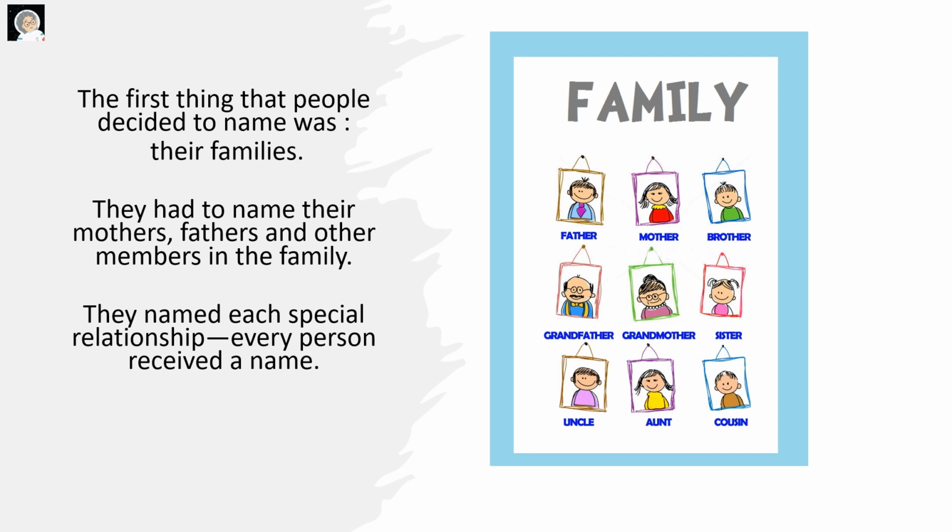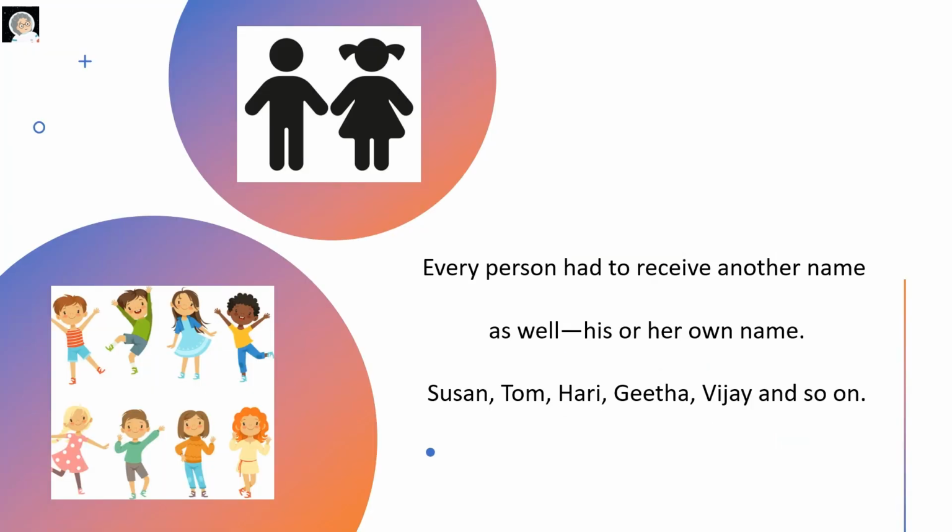They had to name their mothers, fathers, and other members in the family. They named each special relationship. Every person received a name. Every person had to receive another name as well, his or her own name, like Susan, Tom, Heidi, Geeta, Vijay, and so on.